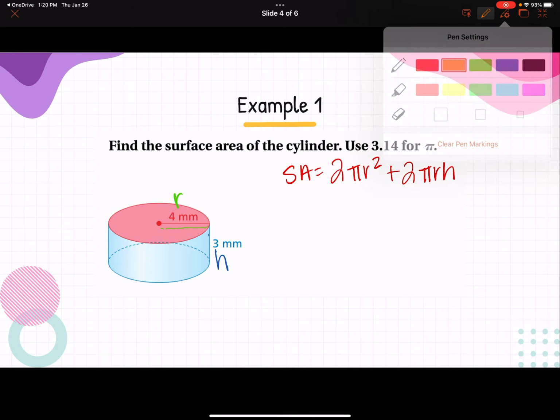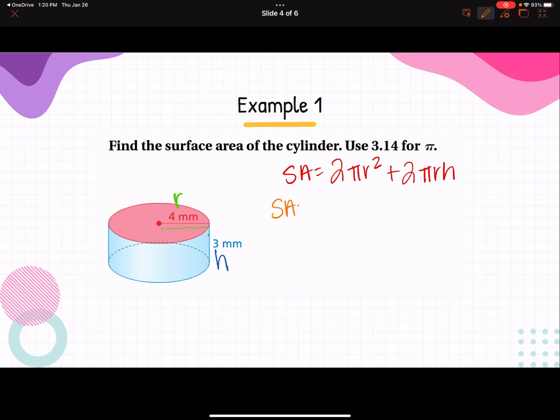So my job now is to just go through and plug these things in where they go. I've got 2, and again, side by side means multiply. So I am going to multiply all these things: 2 times pi times r squared, but r is 4. So I'm going to plug in 4 squared. Plus, I've got 2 times pi times r times h. So times r was 4 and h was 3.